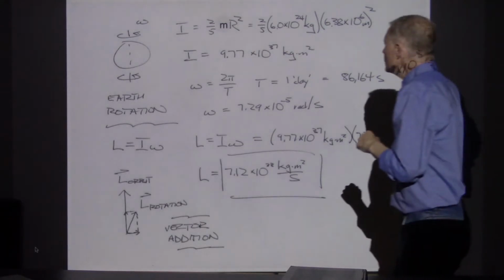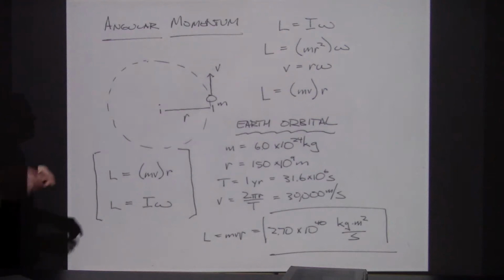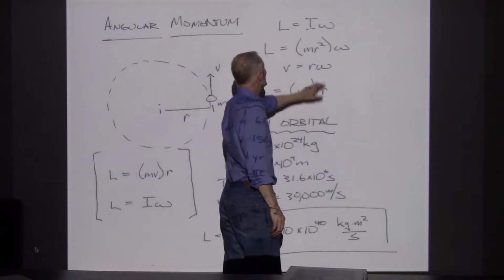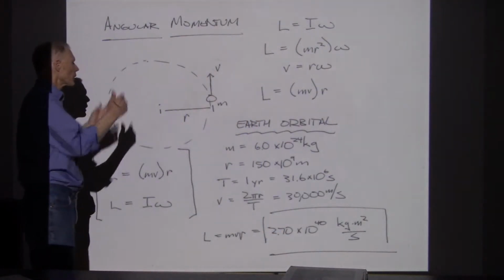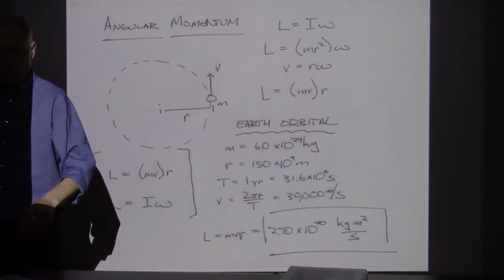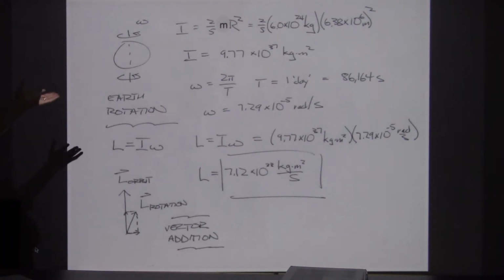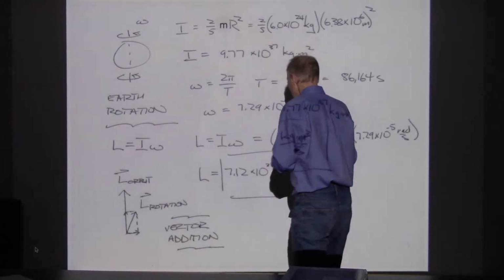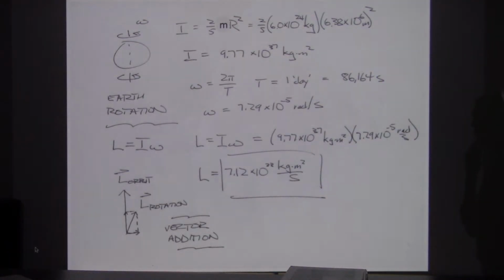Now you guys know, so we use the two formulas. So let's first point that out. We have now used the two alternate formulas here. We could use MVR, we said, or we could use I omega. And for the orbital motion, MVR seems convenient, and for the rotational motion, I omega seemed pretty convenient. Now when we look at this, the orbital angular momentum is much, much larger. It's larger by 6 or 7 orders of magnitude.